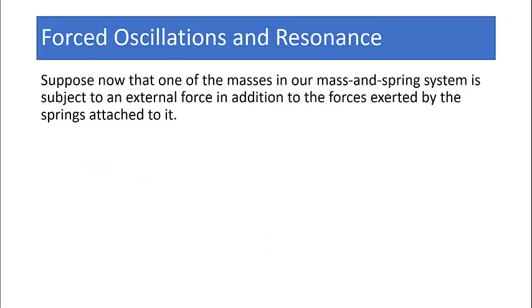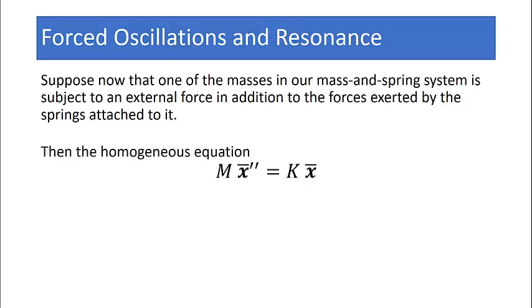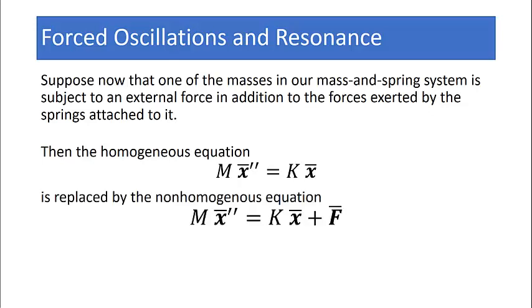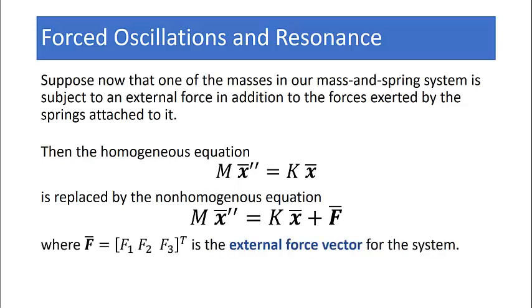In this video, we now want to turn our attention to the case when one of the masses in our mass and spring system is subject to an external force in addition to the forces exerted by the springs attached to it. So in that case, our homogeneous equation Mx'' = Kx will be replaced by the non-homogeneous equation Mx'' = Kx + F, where this F is the external force vector for the system.